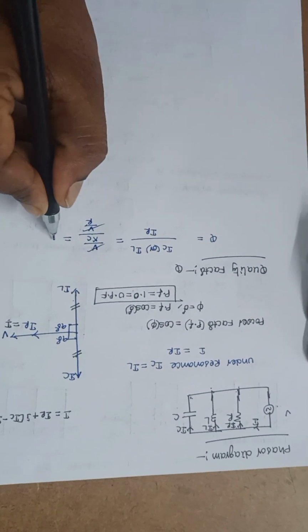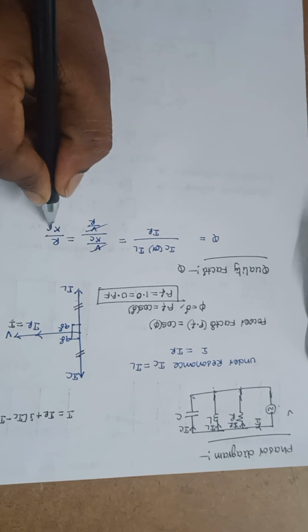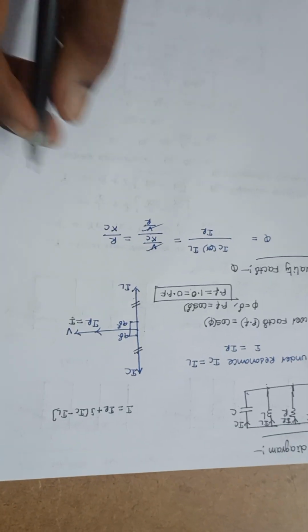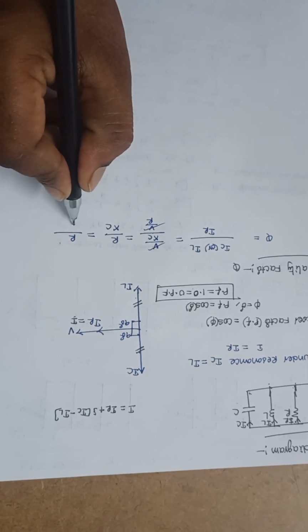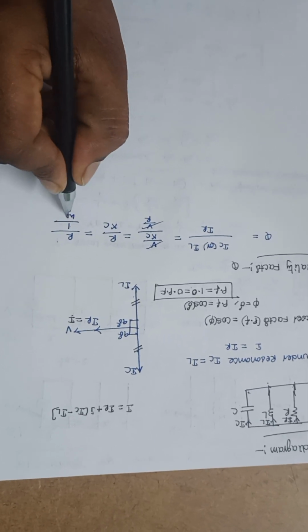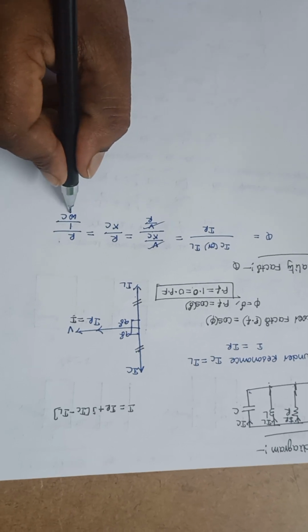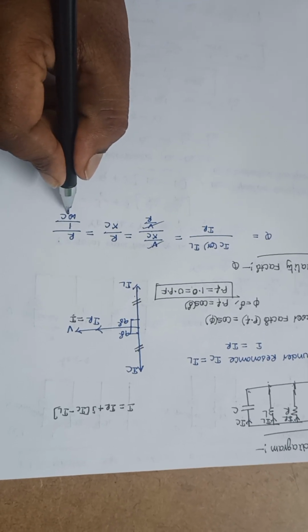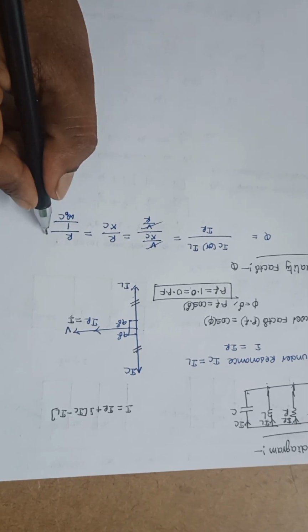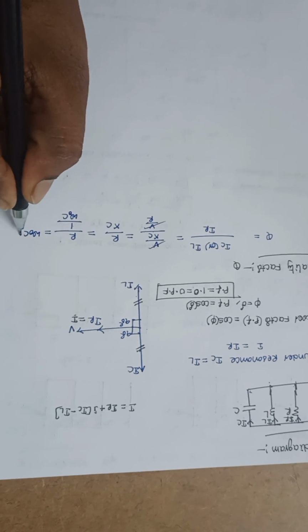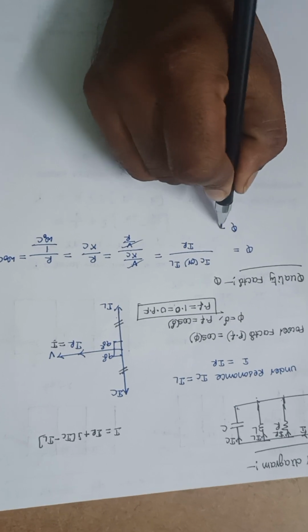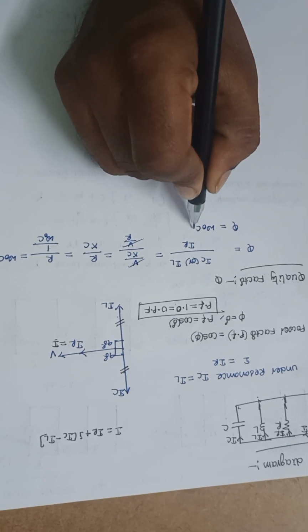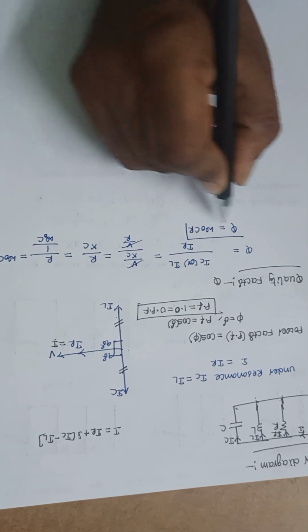So this voltage and this voltage get cancelled, giving R divided by XC. Now XC is 1 by omega C. Since we are calculating the quality factor at resonance, it will be omega naught. So I can write it as omega naught CR. So one formula for finding the quality factor for a parallel RLC circuit is omega naught CR.